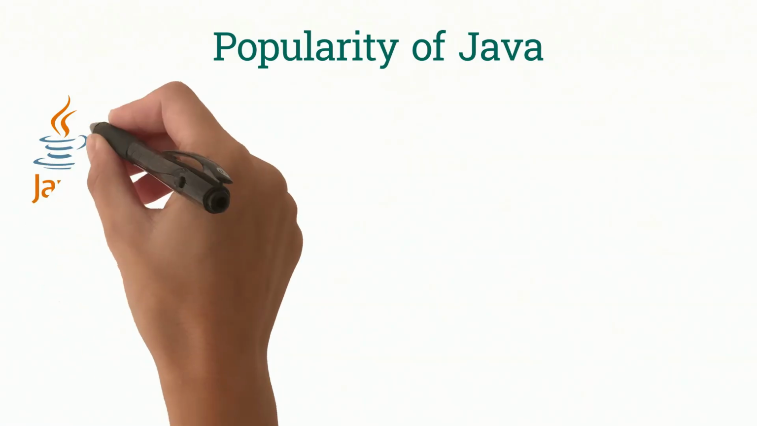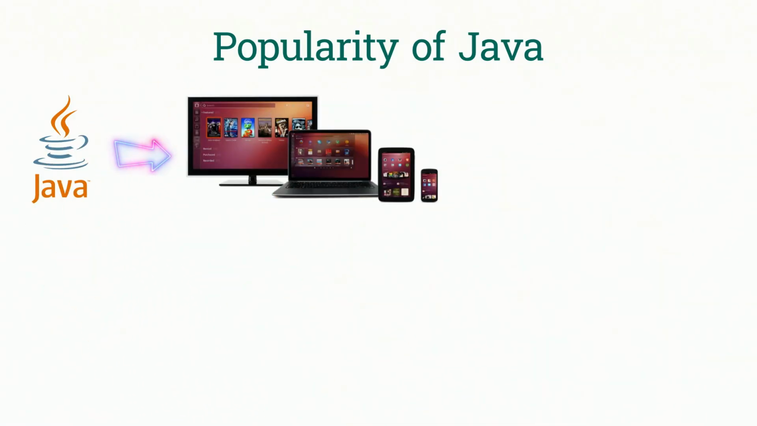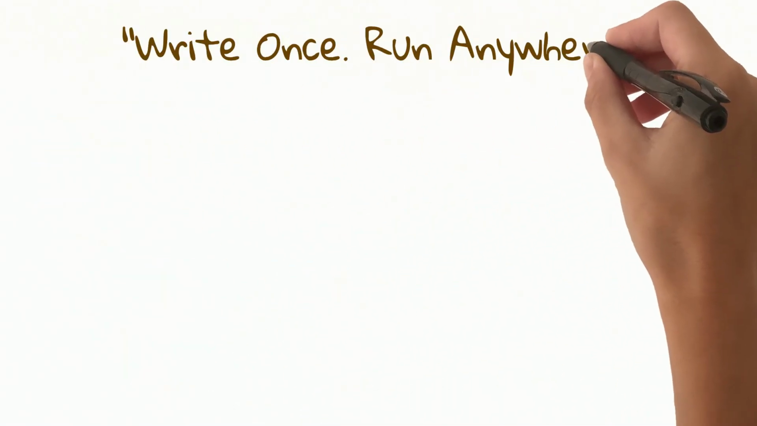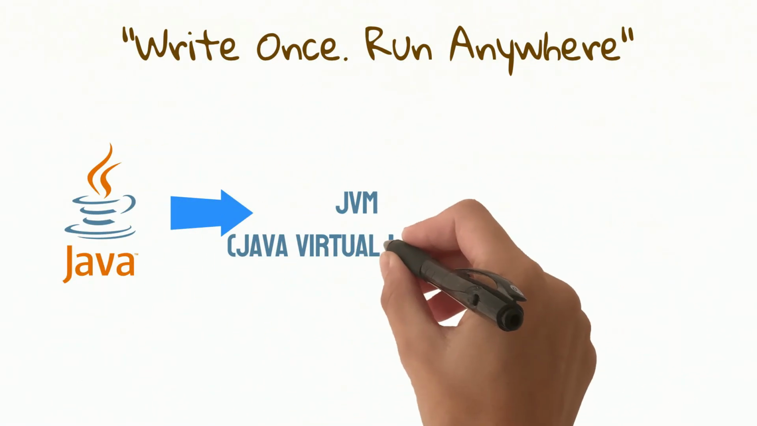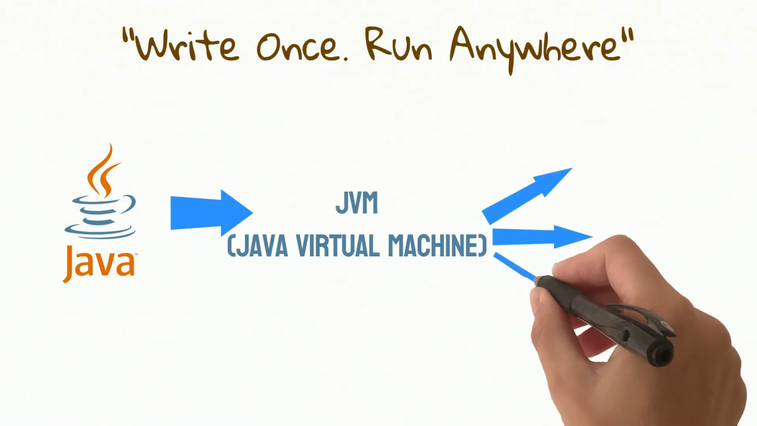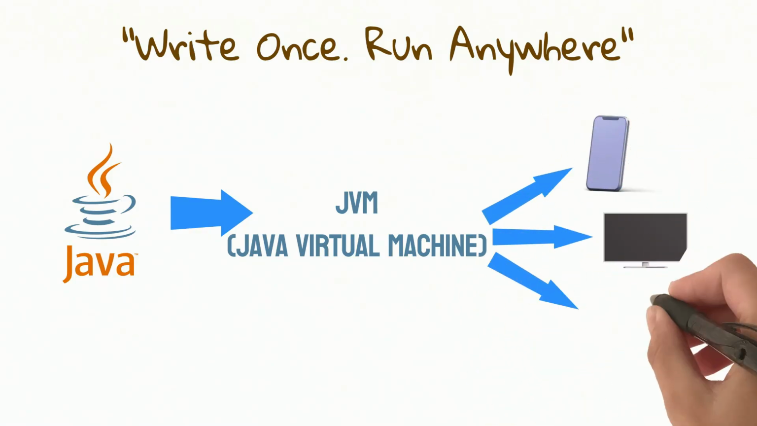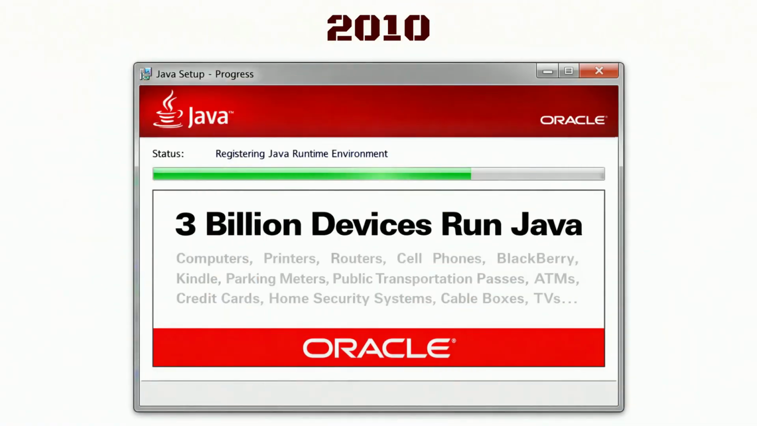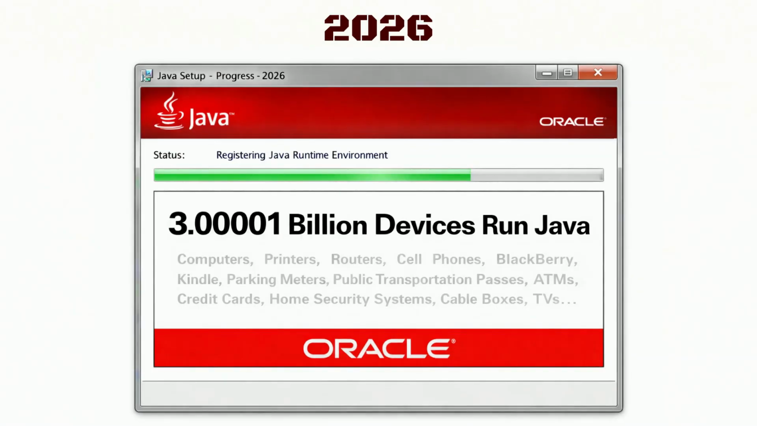Java has become insanely popular because of its write once, run anywhere approach, the rise of the internet, and later Android. The write once, run anywhere approach is possible by the use of JVM, short for Java Virtual Machine, which interprets Java code into bytecode, which can be run on any system that has a compatible JVM, regardless of the underlying hardware or operating system. By 2010, Java was reported to be running on more than 3 billion devices worldwide. Since then, Java has continued to power billions of devices across servers, mobile platforms, and embedded systems.